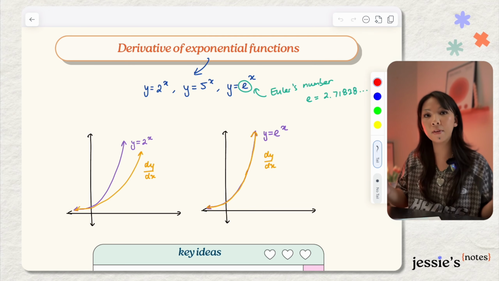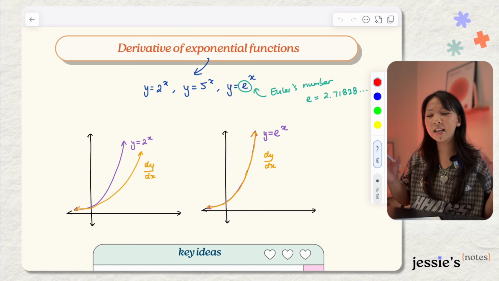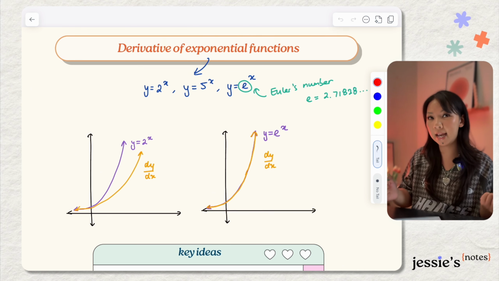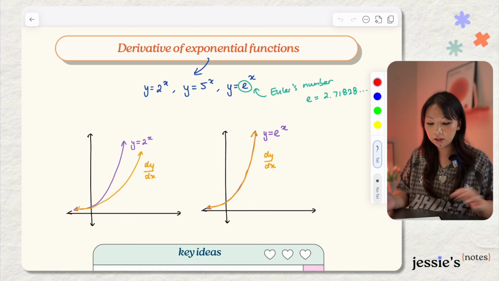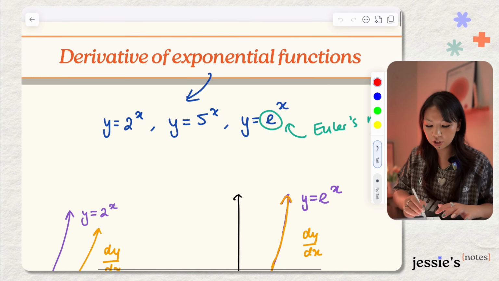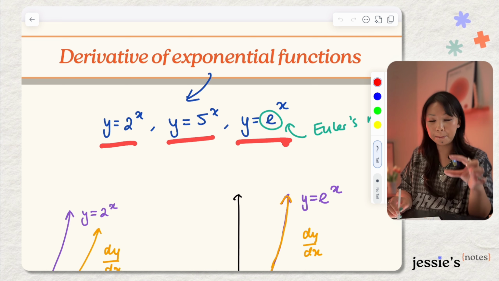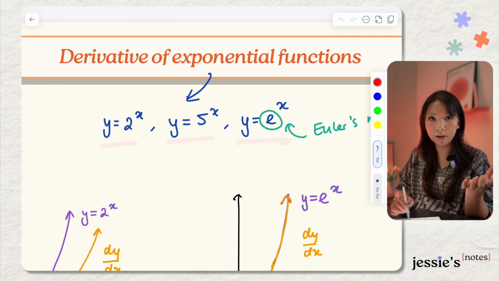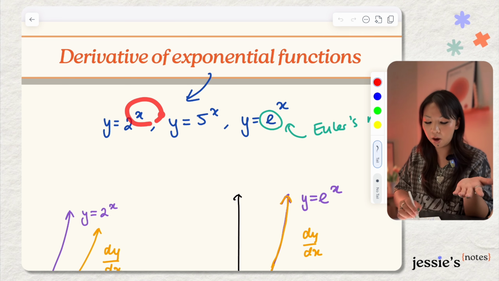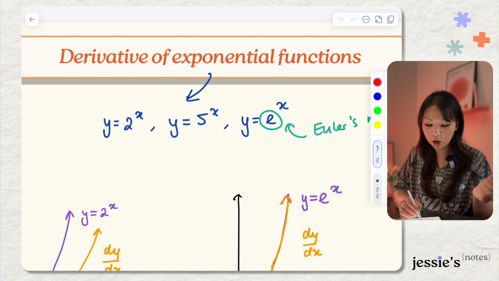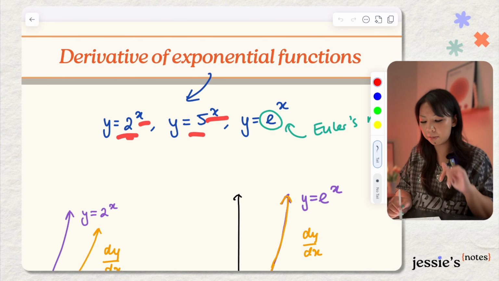First of all, when we talk about the derivative of an exponential function, let's have a really good idea about what an exponential function is. To put it simply, it's essentially any equation or function in which the base of the power is a number, a constant, and then the power is something in terms of x. So 2 to the power of x, 5 to the power of x.